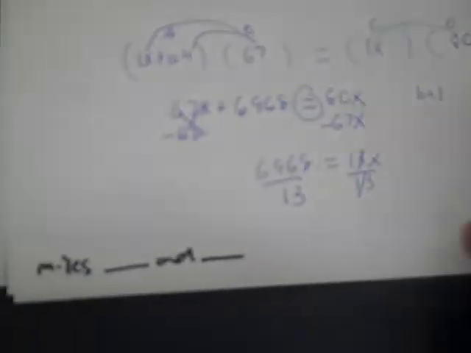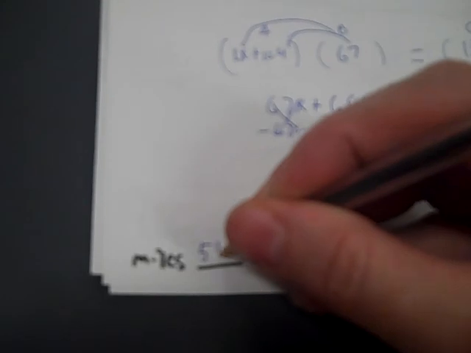Okay, so 6,968 divided by 13 is 536. So that traveled 536 miles. And the other one went 104 more. So if you add 104 to that, that's 640.